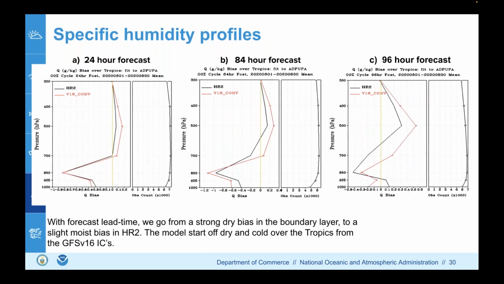Here are the specific humidity profiles. They are dry, which we know in the tropics, and the updates to cumulus convection, seen in the black curves, are helping to alleviate that lower troposphere dry bias to some extent. Actually, at the 96-hour forecast lead, we're somewhat moist in this case, which again may be challenging when we start cycling these experiments, when we don't start from a state that's already dry. Perhaps we have to make some additional changes within the convection to address that.